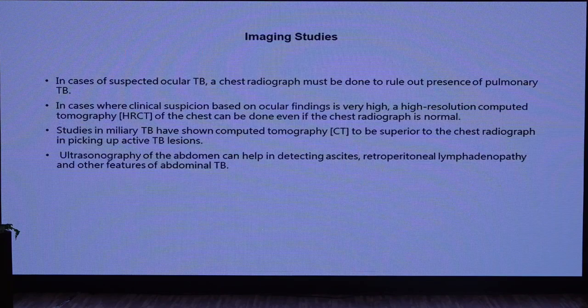Then imaging studies, you all know, if you suspect ocular TB, you get a chest radiograph, but if you have a very high suspicion and the chest radiograph is normal, you can order an HRCT, because it is more sensitive as compared to chest X-ray. Then we can also get an ultrasound abdomen to look for any abnormality in the abdomen, to find ascites or any retroperitoneal lymphadenopathy.